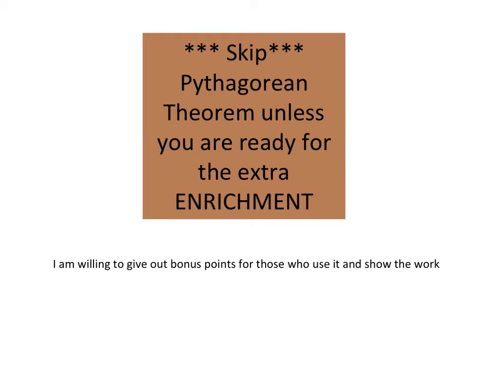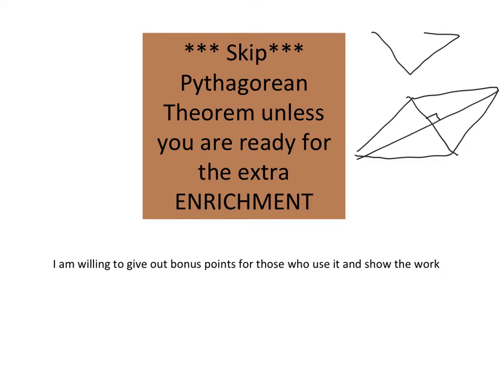So for some of these problems, because we know that the diagonals bisect each other, we're going to have perpendicular lines right here in the middle. The diagonals form perpendicular lines, so we're going to have right triangles. And if we have a right triangle, you're able to use Pythagorean's theorem, which is something you learned in middle school. So a squared plus b squared equals c squared.